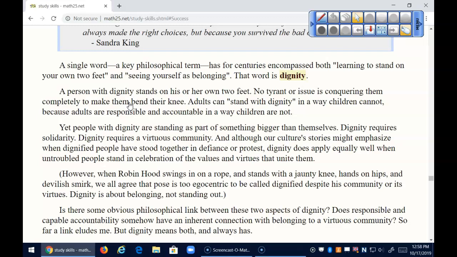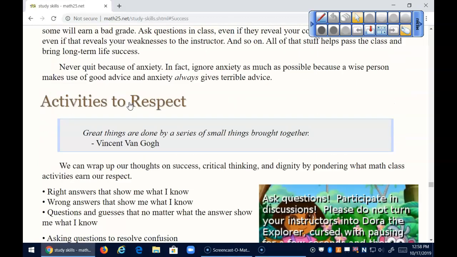You have to be able to learn to stand on your own 2 feet. Standing is part of dignity in languages. And you have to see yourself as belonging. And whether it's celebratory or barely surviving, if you're standing and you're belonging, then there's some dignity there. So you can read more about that.